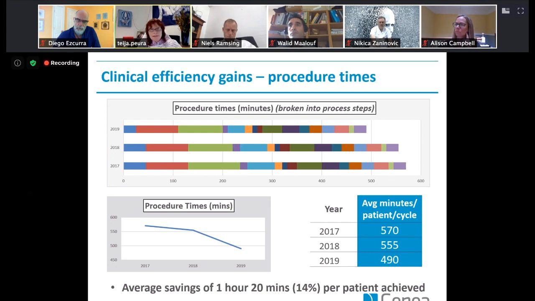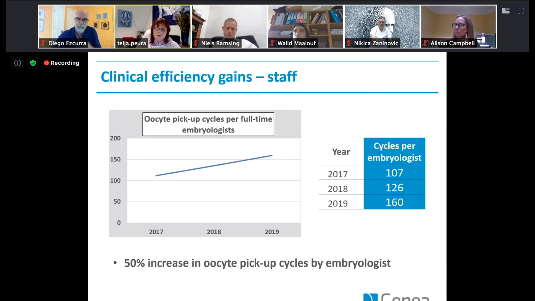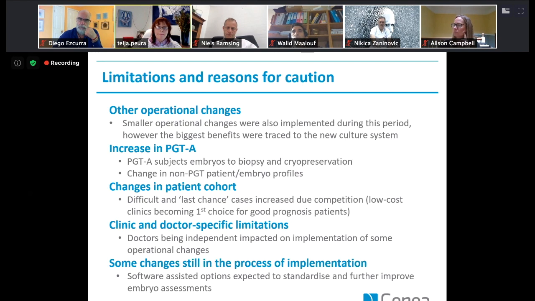So to cut this short, the clinical efficiency gains by reducing the procedure times: the average savings of 1 hour 20 minutes were achieved per patient over a 3-year period when these new systems were introduced, and about 50% increase in oocyte pickup cycles per embryologist was also achieved. And I have to emphasize that this was not simply the number of cycles increasing, because the total number of cycles remained very steady during this time.